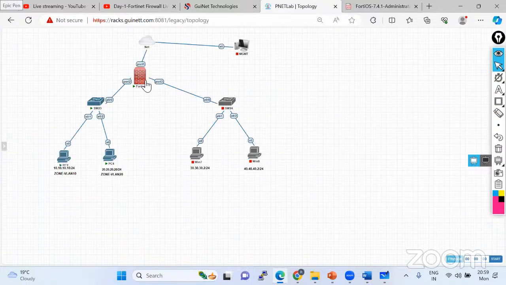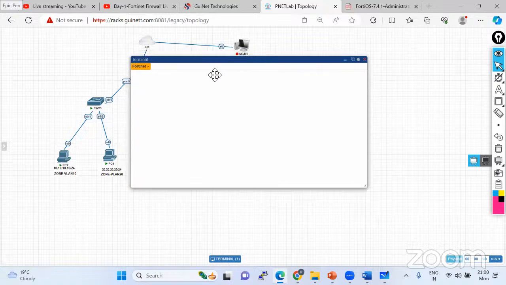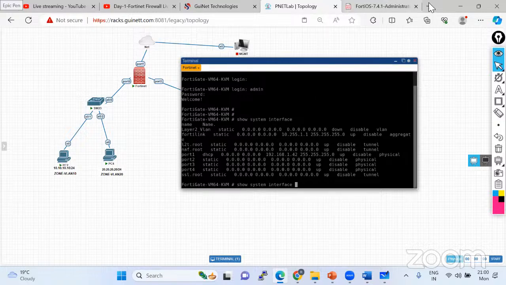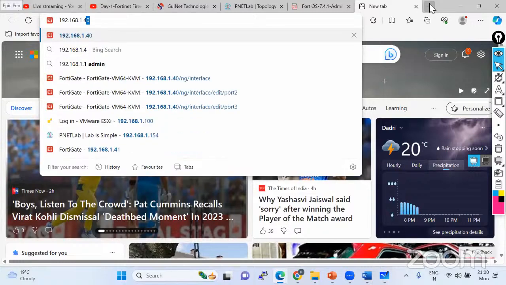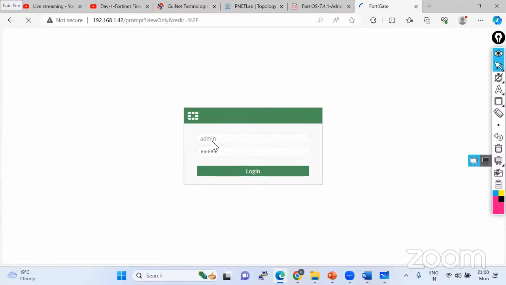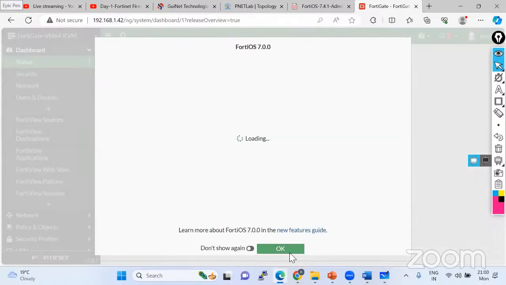Oh, what happened to this? Let me see if it's ready. I'll try to log in. Okay, so admin, password, so system interface. What is the IP? 42. So let me log in. 192.42. So here I can go admin, password. So we'll do the initial setup latest state. So let me just log in.